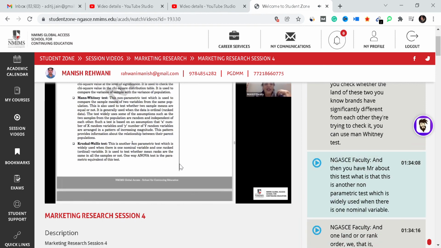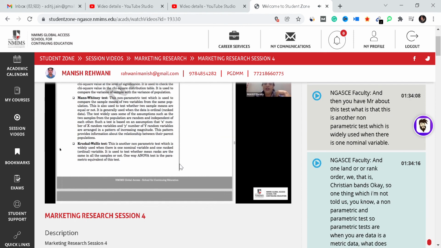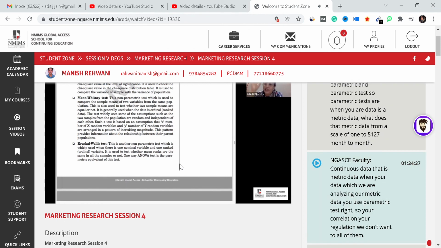What is that? This is another non-parametric test which is widely used when there is one nominal variable and one ranked or rank order variable. That is Kruskal-Wallis. Okay, so one thing which I've not told you is non-parametric and parametric tests. Parametric tests are when your data is metric data. What is metric data? It's from a scale of 1 to 5, 1 to 7, 1 to 100. Continuous data. That is metric data.